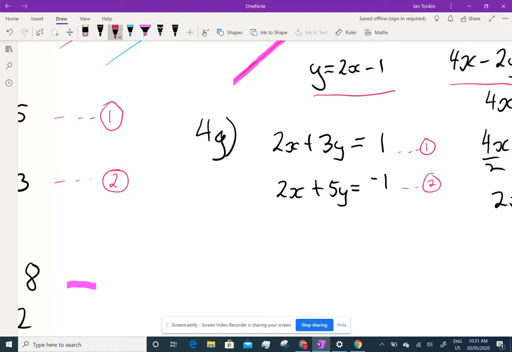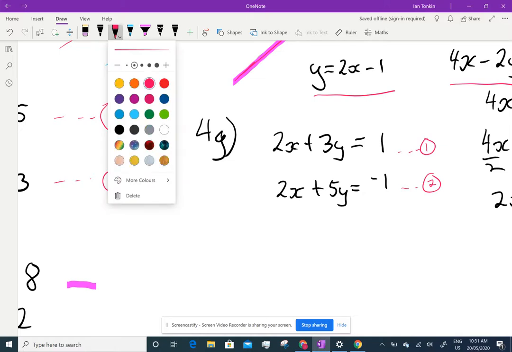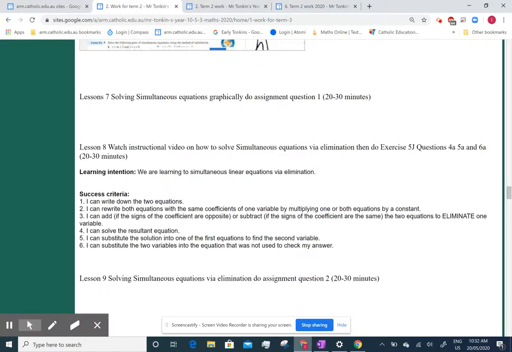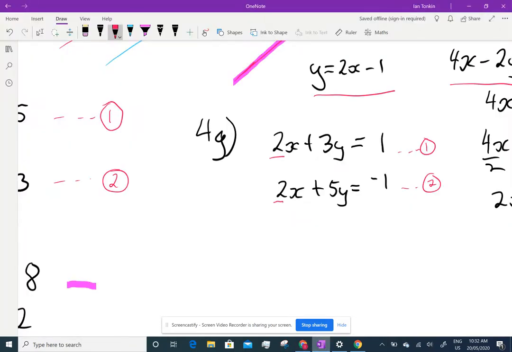Two equations with two variables. I'm looking for two of the coefficients, either the coefficients of x or the coefficient of y, to be the same. And I look here and I see the coefficient of x is 2 and 2. So they're the same value and they're the same sign. Well, what do I do if they're the same sign? I subtract.